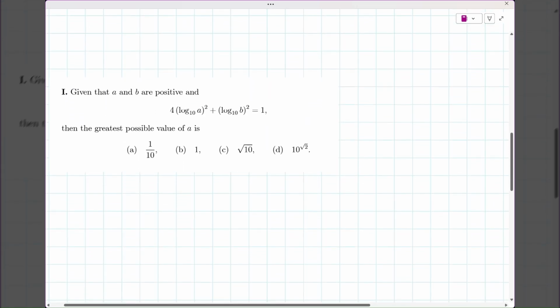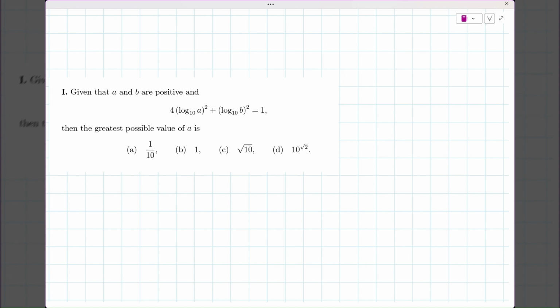Now, this one is our functions in algebra. When you've got an equation like this, it's worth having a think about why there would be a greatest possible value. If I'm ever asked about a greatest possible value of x, y, a, b, whatever, I'm going to say, why is it? What about the function means that there's a maximum or a minimum? Well, because we've got the sum of two squares equals 1, obviously they can't get very large. Because if log 10 of b was very large, then we're going to have problems.